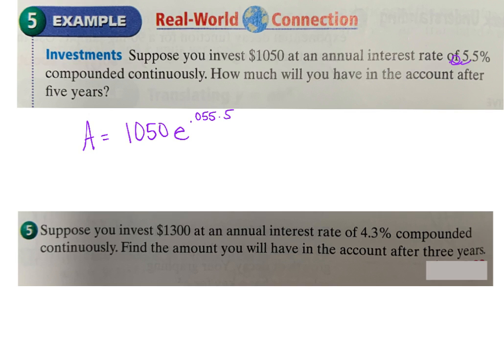So in your calculators, you want to do 1050 times E, and it's going to automatically open when you do that, E to the 0.055 times 5 in those parentheses, all right?